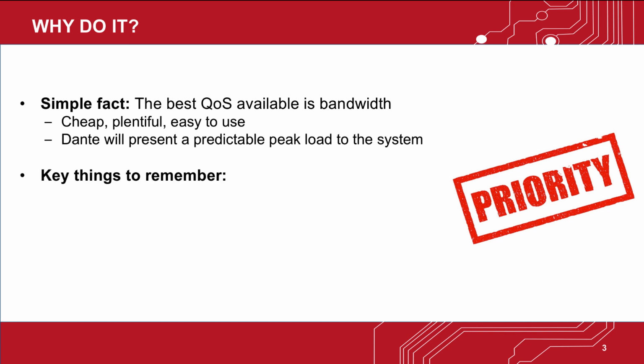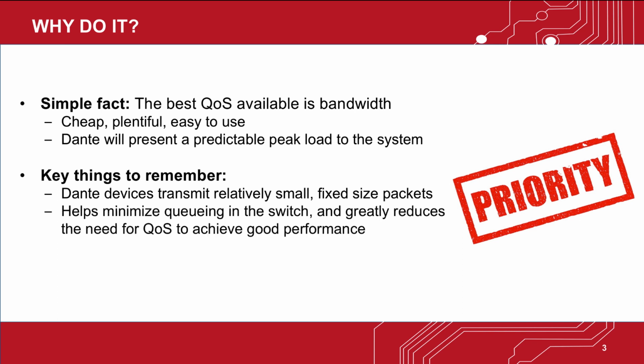Some key things to remember are Dante devices transmit relatively small, fixed-size packets that are nicely distributed by the transmitter. This helps to minimize queuing in the switch and greatly reduces the need for QoS to achieve good performance. The traffic that Dante devices deliver is actually engineered in a way that it's not going to overwhelm the switch. You can be assured that it's not going to stress the switch at all. So, use QoS sparingly and only when necessary.